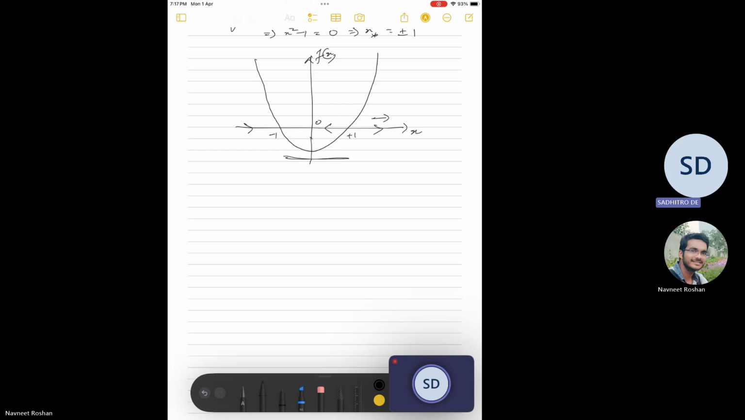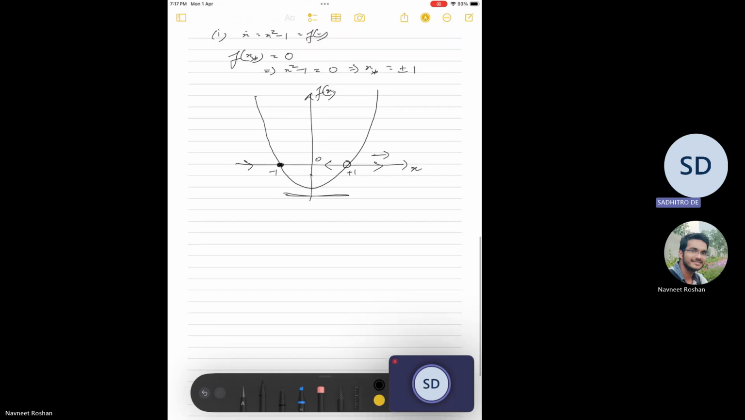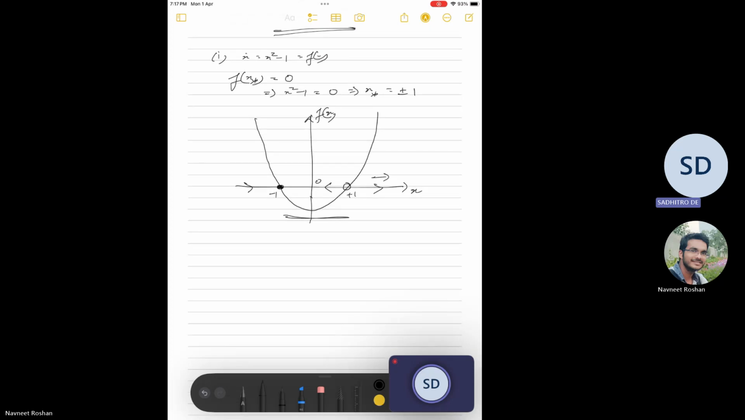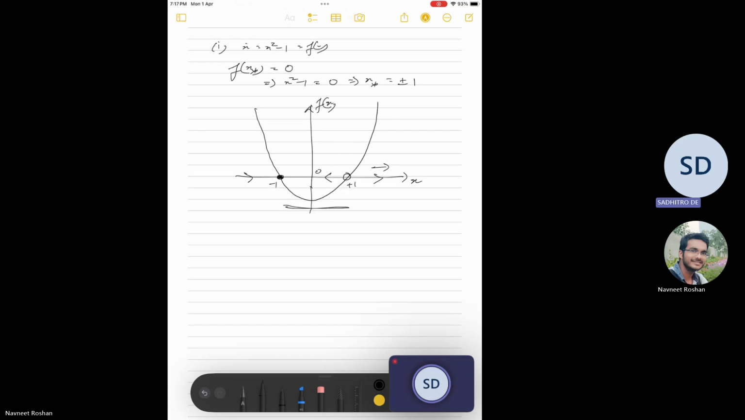So what does this tell me about the fixed points at minus 1 and plus 1? The flow is always away from the fixed point at plus 1, right? So it's an unstable fixed point. On the other hand, the flow is always towards the fixed point at minus 1, so it's a stable fixed point. So simply we have solved the equation, and we have found the stability of fixed points.